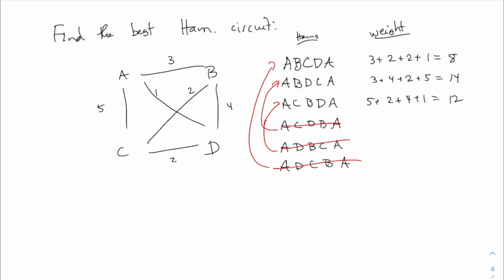Great. So what's my answer then? My answer is the best one is A, B, C, D, A. Or if you prefer the reversal of that, A, D, C, B, A are the best. All right. That's really all there is to it. This is the brute force method for solving the traveling salesman problem.